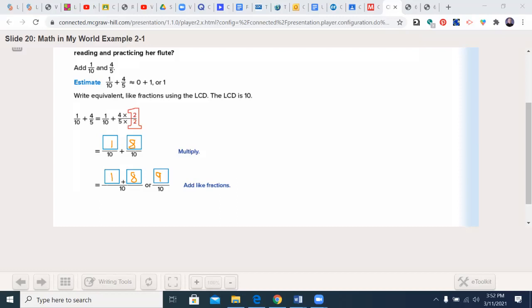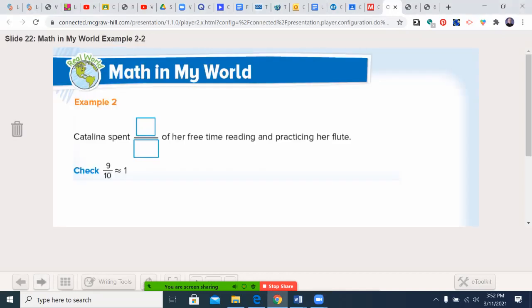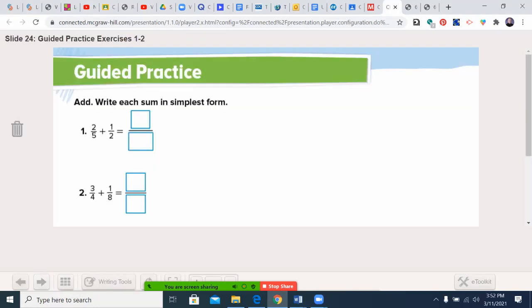Go ahead and write that in. Give you a few more seconds. All right, I'm gonna go ahead and clear the drawings. And 9/10, that is pretty close to 1, so it meets our original estimate. All right, here's where you're going to practice.